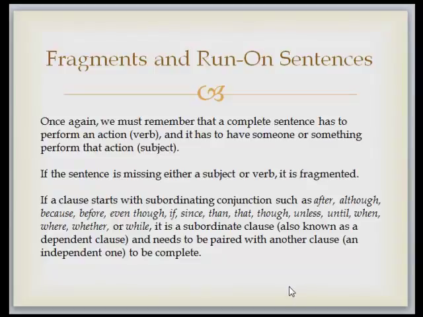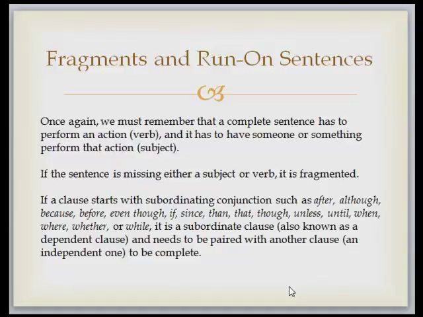All right. So we have to remember that a complete sentence has to perform an action, and it has to have something or someone perform that action. These things have to happen. If we don't have that happening, then we don't actually have a complete sentence, and therefore it's fragmented. If the sentence is missing either a subject or verb, like we just said, it's fragmented. It's not a full and complete sentence.